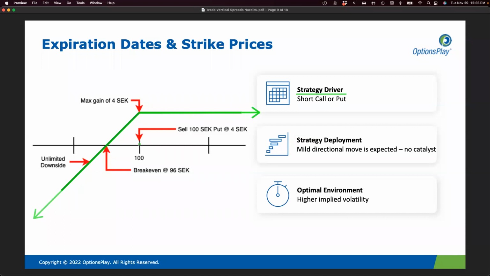And remember, a short call or put means that you have limited potential reward in exchange for substantial downside risk. But the trade-off is that you'll be profitable even if the stock goes in the direction that you expect. If the stock doesn't move, you'll be profitable. Even if the stock moves a little bit against you, you'll still be profitable. Only if the stock makes a large move against you do you start to see some risk.